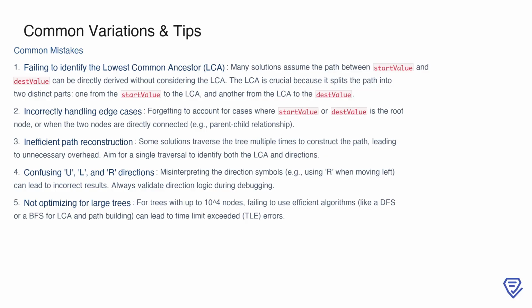Additionally, it's easy to confuse the directional symbols U, L, and R, which represent up, left, and right. Misusing these can lead to incorrect results, so double-check this logic during debugging. Lastly, if you're working with large trees containing thousands of nodes, using a brute force approach can result in time limit exceeded errors. Efficient algorithms like depth-first search or breadth-first search are key to handling these cases within the time constraints.